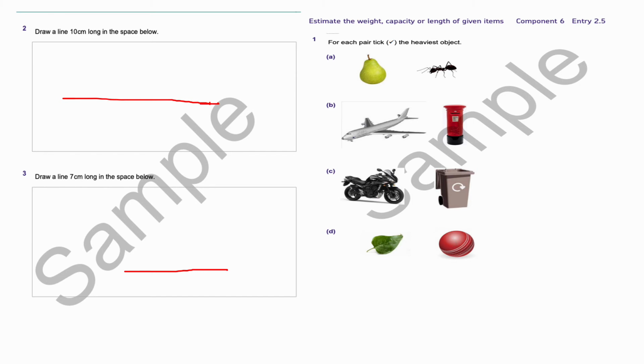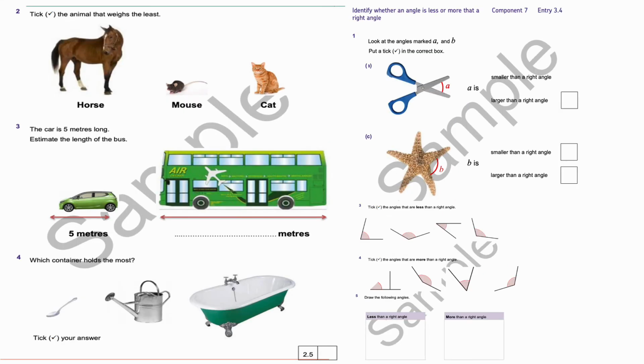Okay, next section, we're looking at estimating the weight, capacity, or length of given items. For each pair, tick correct for the heaviest object. A pear or a spider, well, I'd say, or an insect here, I'd say a pear is heavier. A plane or a post box, well, a plane is far heavier than a post box. A motorbike or a wheelie bin, I'd say a motorbike. Okay, even if that's full, I would still say that a motorbike is far heavier than a full recycle bin. A leaf or a cricket ball, the cricket ball is heavier.